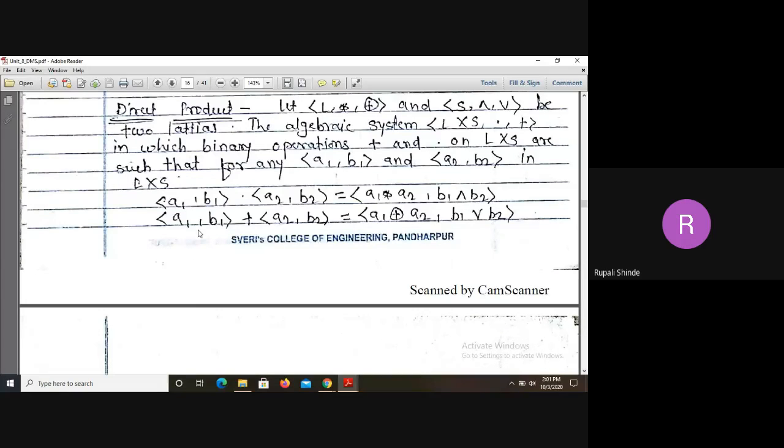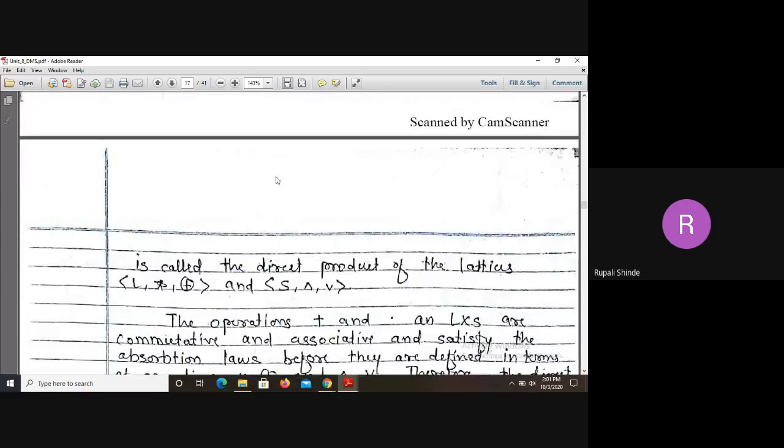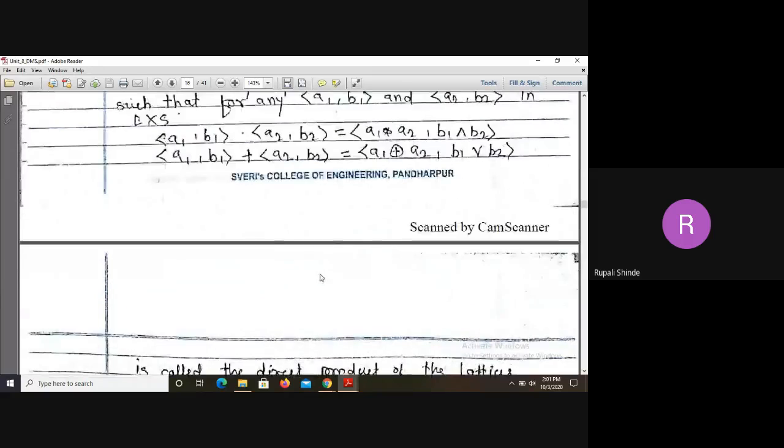Now, if you consider the plus operation on A1 B1 and A2 B2, then A1 B1 plus A2 B2 equals A1 XOR A2, comma B1 or B2. This is called the direct product of these two lattices. So this is the definition.